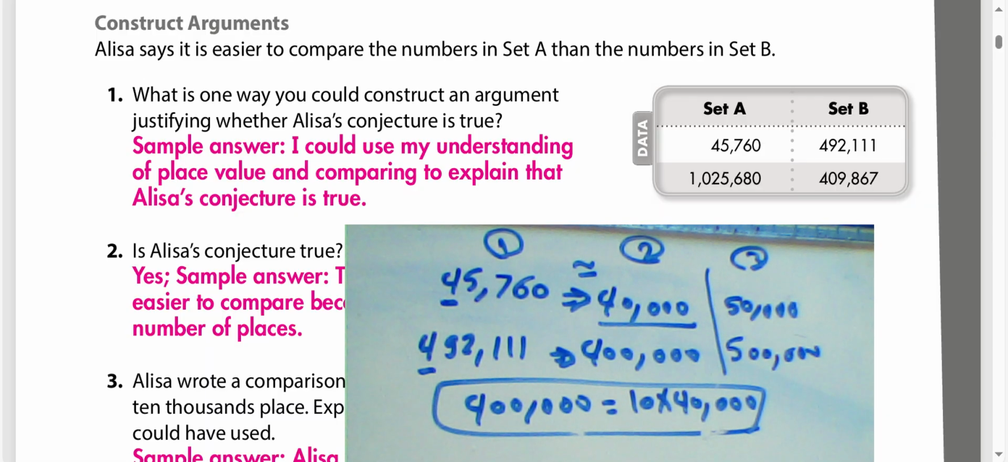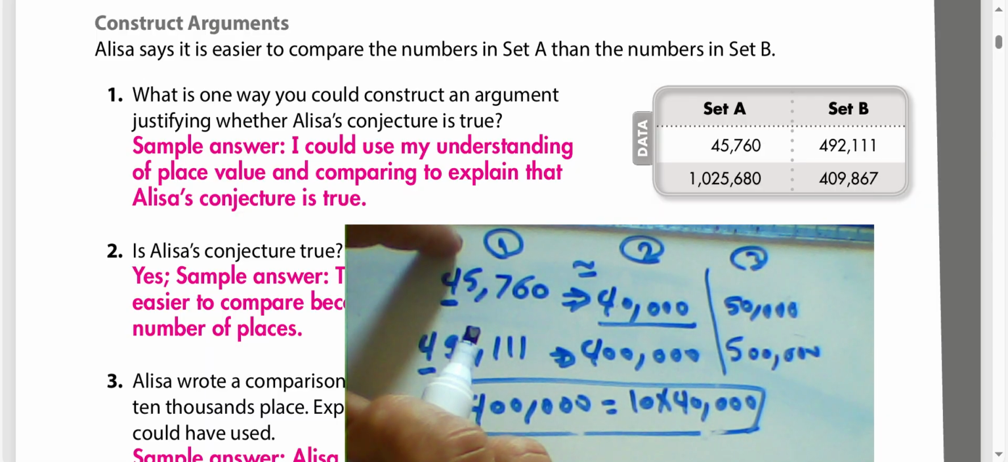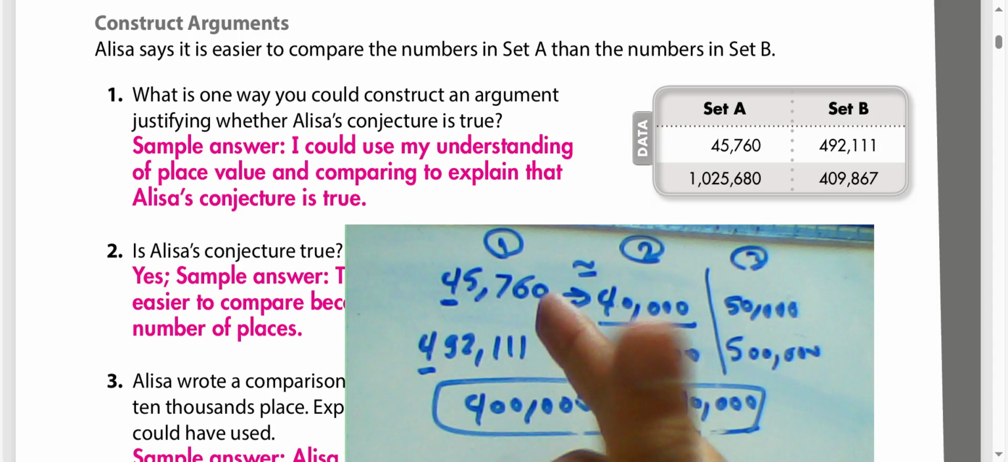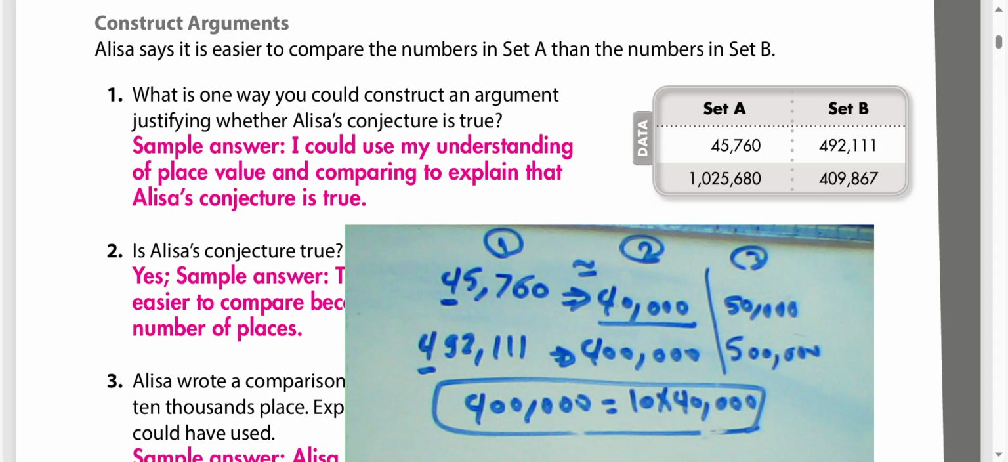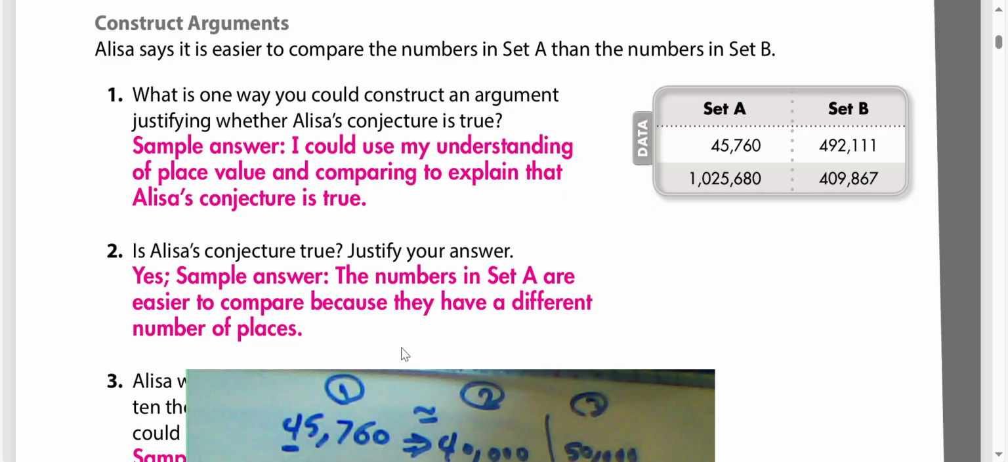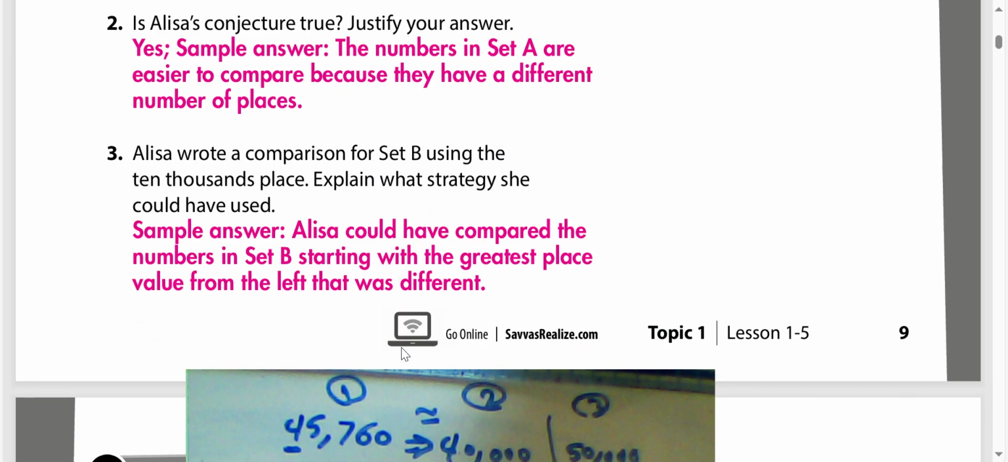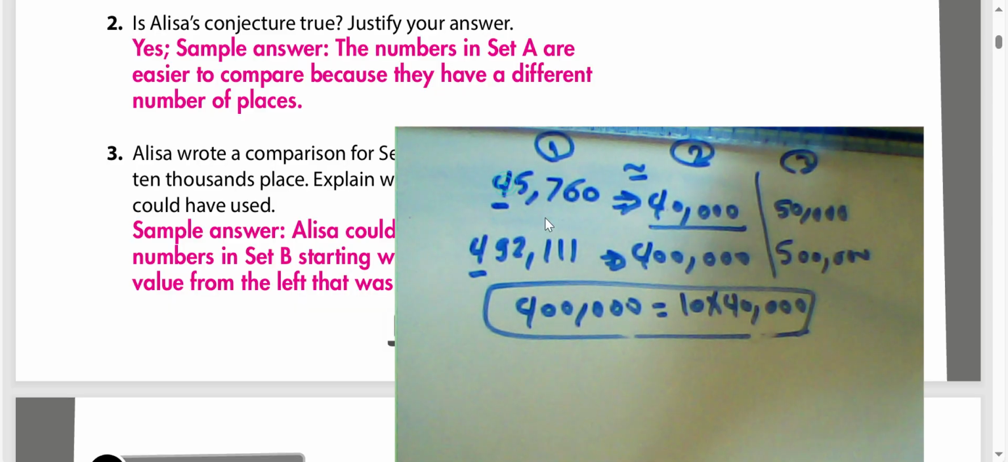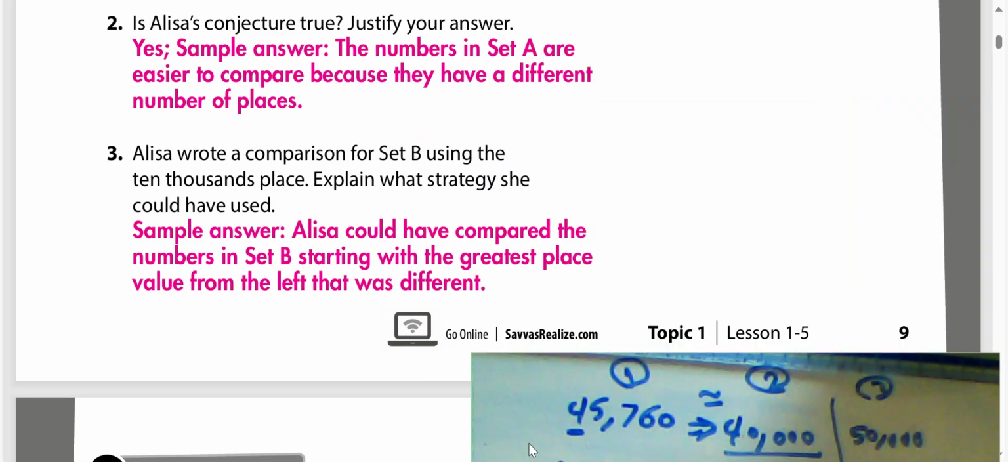So I could use understanding of place value. With any method you can use the place value of the digit. This strategy of comparing place value explains the answer. True. And the answer here is that set A is easier to compare because the numbers have a different number basis.